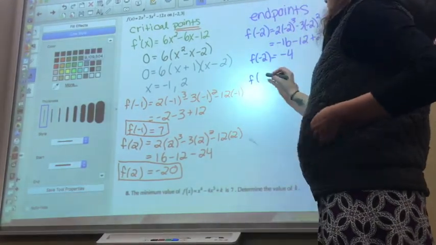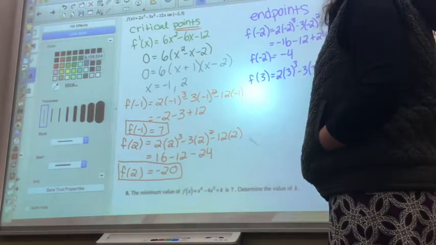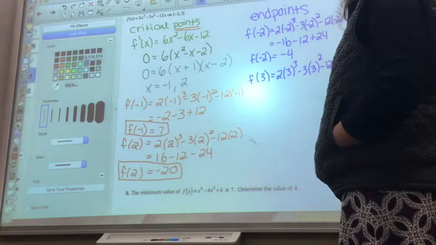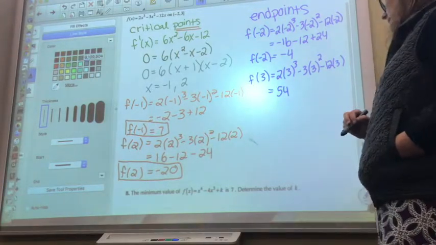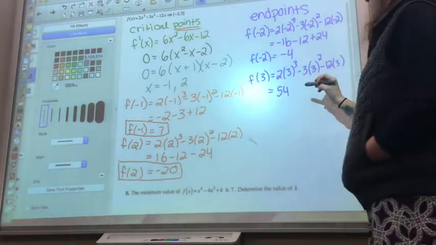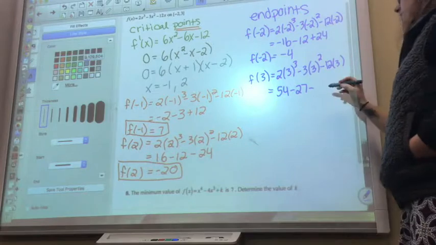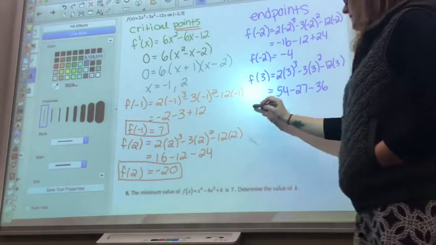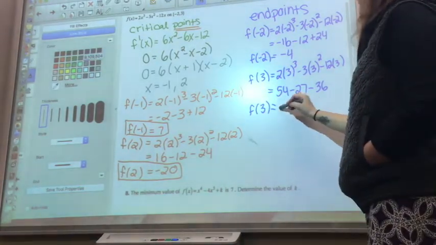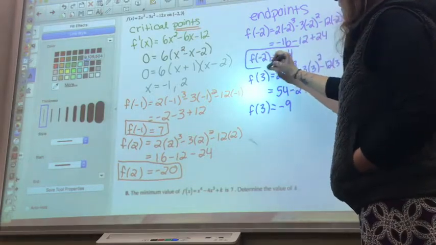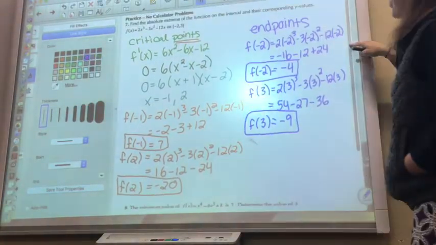And then we also have to plug in 3. 2 times 3 cubed minus 3 times 3 squared minus 12 times 3. 3 cubed is 27 times 2 is 54. 3 squared is 9 times a negative 3 is negative 27. And negative 12 times 3 is a negative 36. And we get that f of 3 equals 27 minus 36 is negative 9. So there are our endpoints.